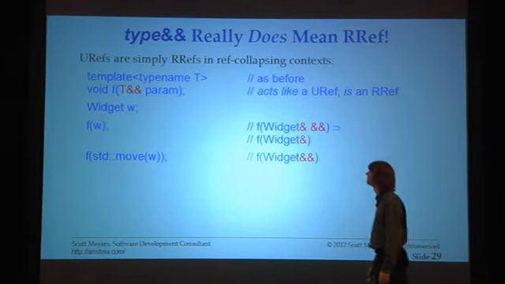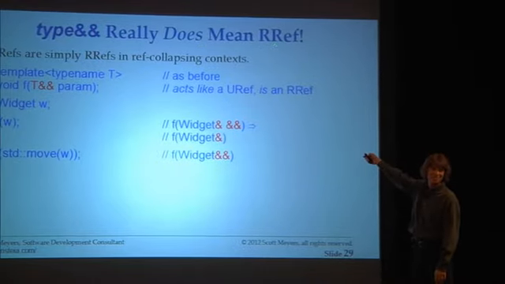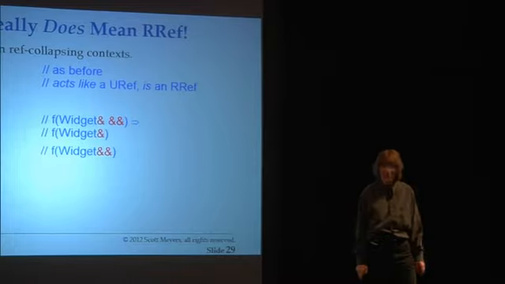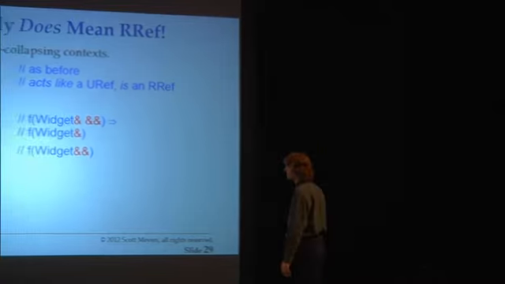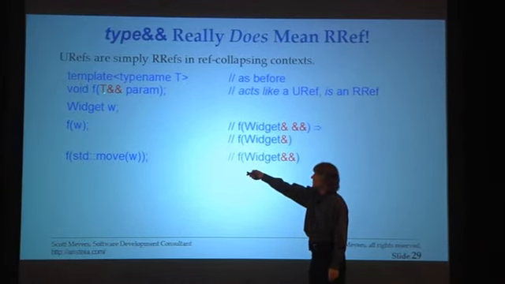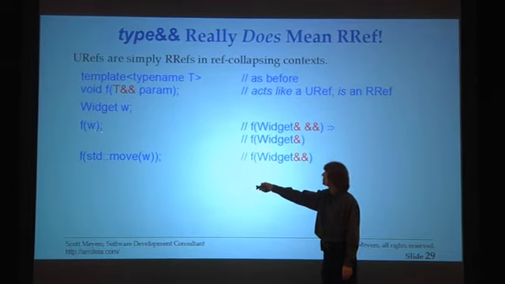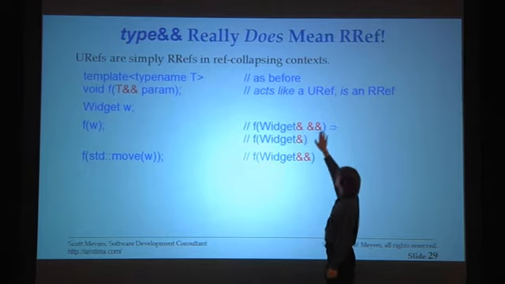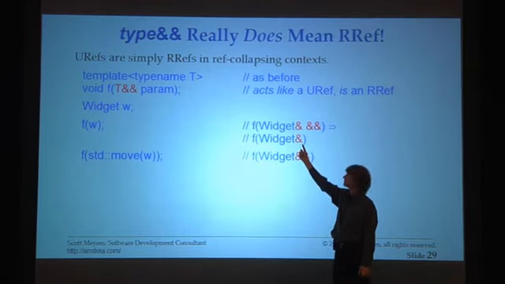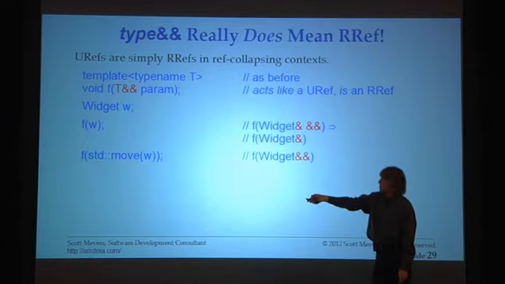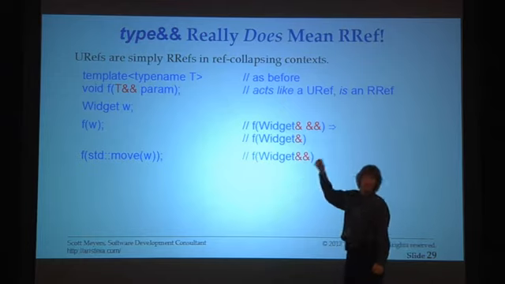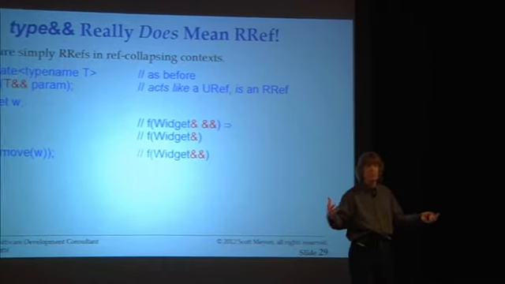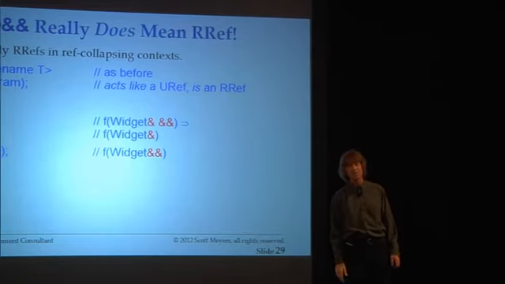So now you're old enough to know the truth. Type ref ref really does mean R value reference. It turns out they really are R value references, but they occur in reference collapsing contexts such that they ultimately become L value references under some conditions. So this really is an R value reference to T. But when I pass in f of w, this ends up with an R value reference to an L value reference, which after reference collapsing is an L value reference to widget. And similarly, if I say f of std::move of w, this is an R value, which means T just turns out to be widget, so we end up with f of widget ref ref. And somebody asked earlier, why do we have these two different sets of rules? And now you know we only have one set of rules, but the set of rules is based on reference collapsing.